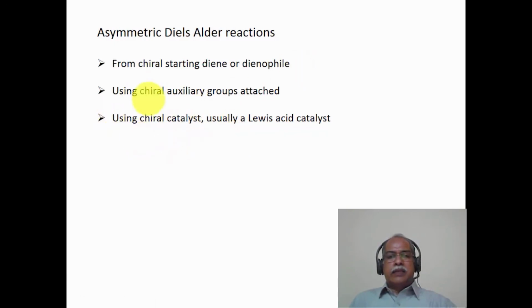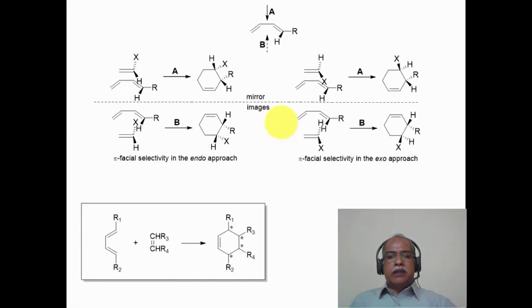The chiral Lewis acid essentially follows the same principle as Lewis acid catalysis, except that in the case of the chiral Lewis acid, the Lewis acid is initially coordinated to a chiral ligand, which makes the chiral Lewis acid, which in turn catalyzes the Diels Alder reaction. Let us first of all try to understand the basic principle behind the asymmetric Diels Alder reaction.